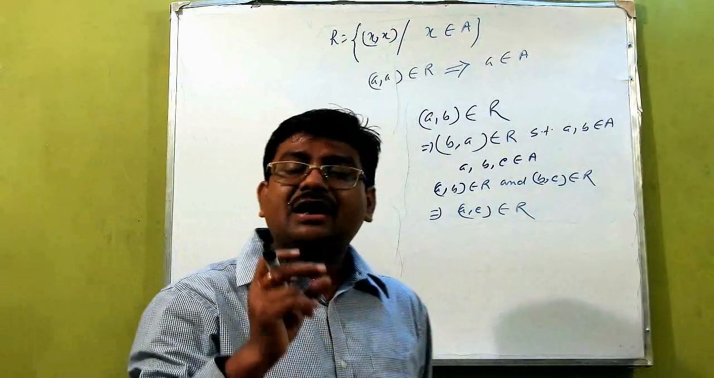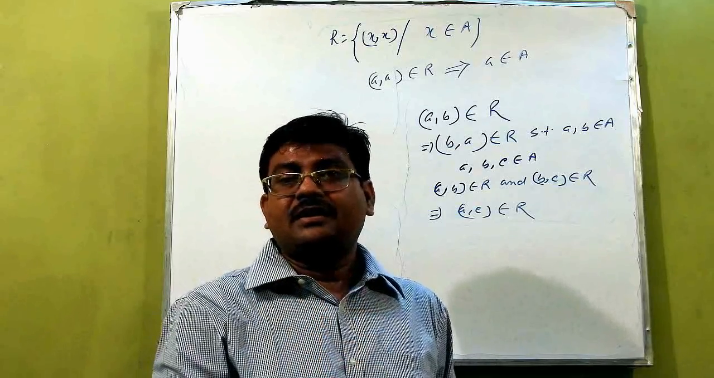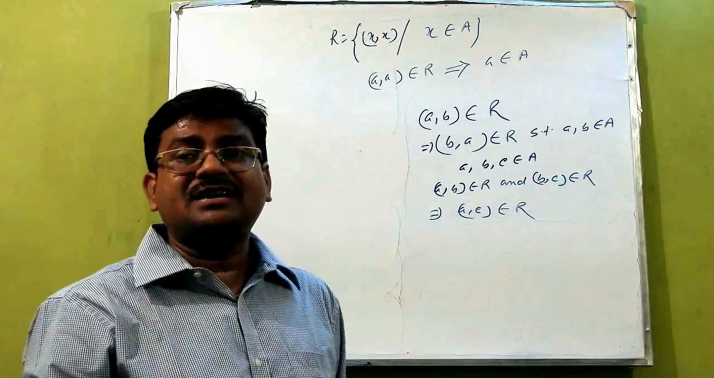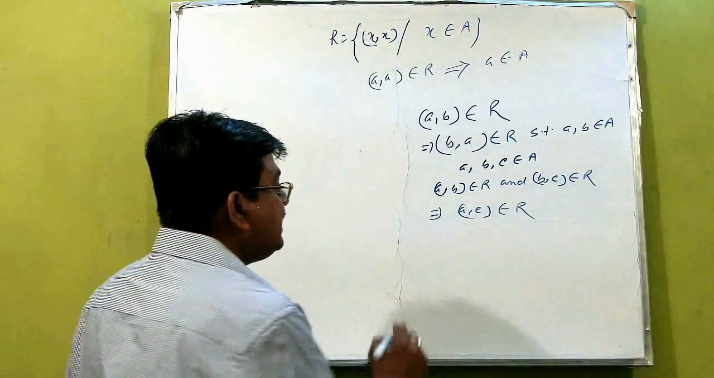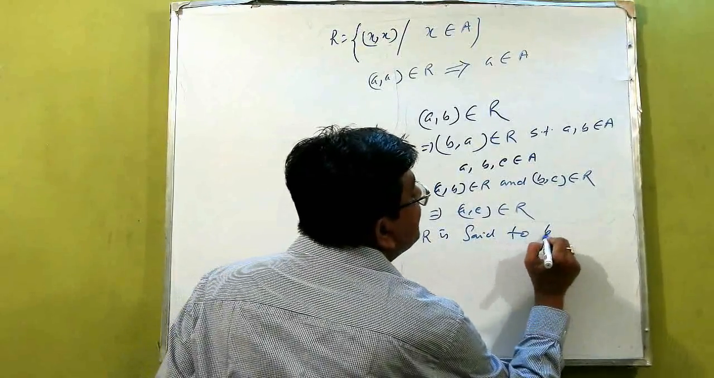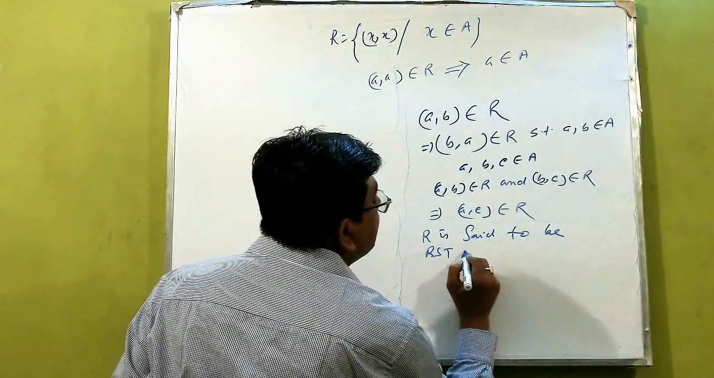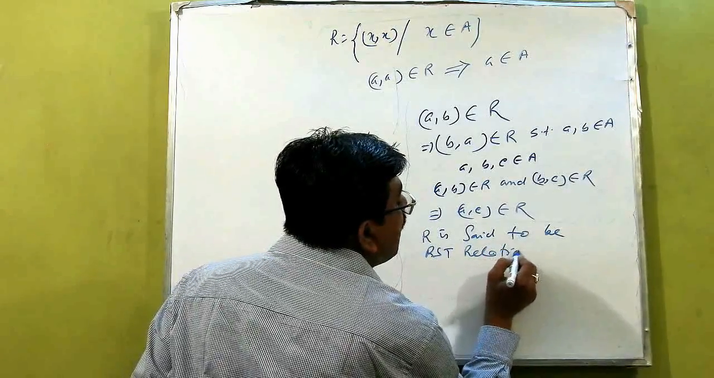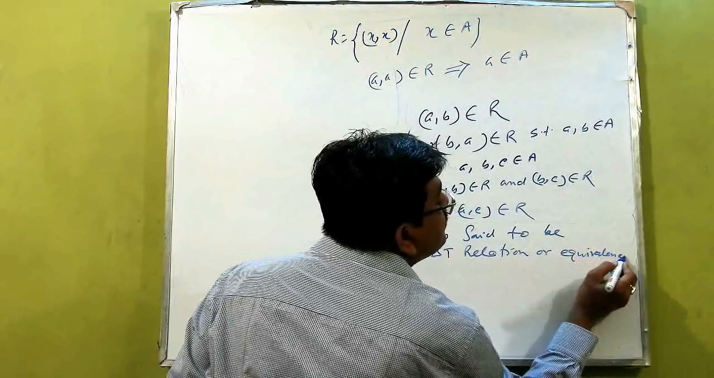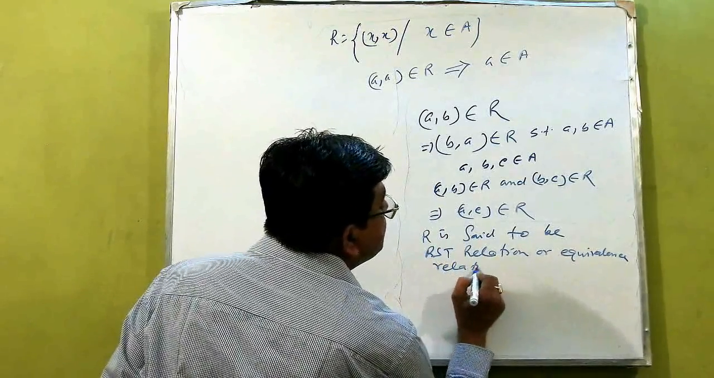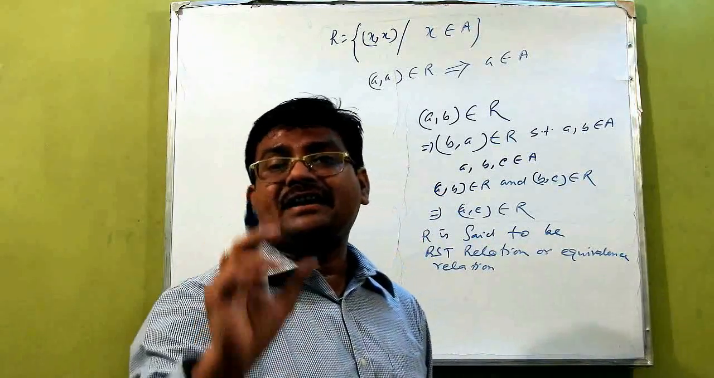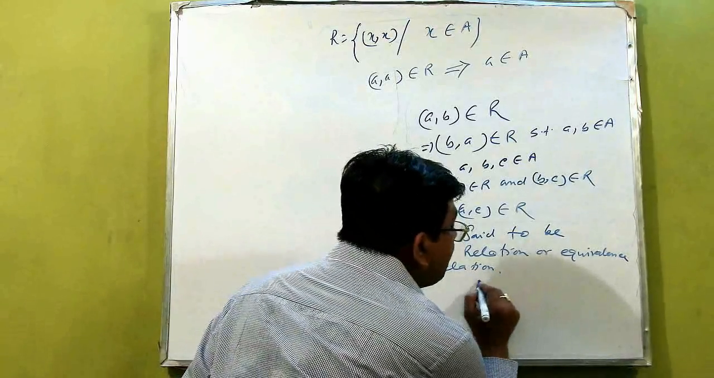So if a relation R is symmetric, transitive and reflexive, then the relation is called an equivalence relation or RST relation. Therefore, R is said to be an RST relation or equivalence relation if R is reflexive, symmetric and transitive. Okay. So today up to this.